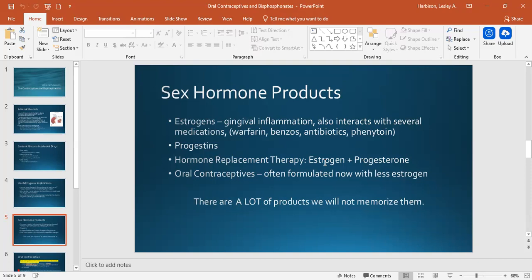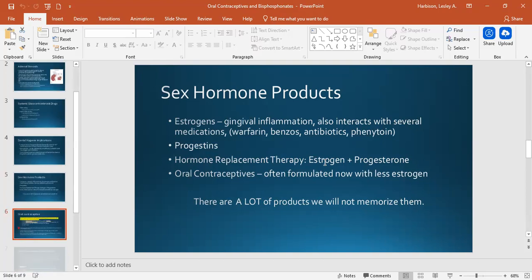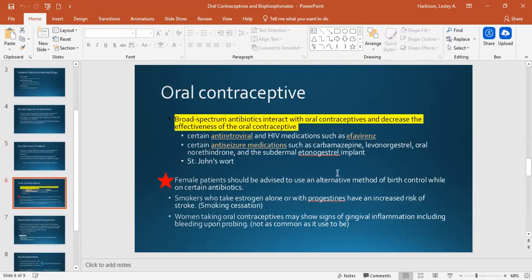There are a lot of products. You do not need to memorize them because there are so many of them. So this is more just sort of informational. I'm not even sure that much of this is going to be on any kind of a test for you, but you still need to cover this information. This, however, if I highlighted it, you will need to probably know this for a test.